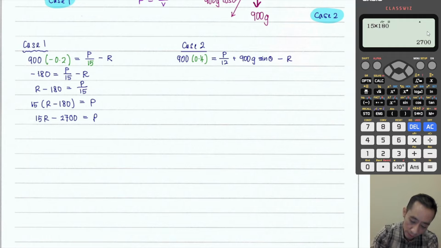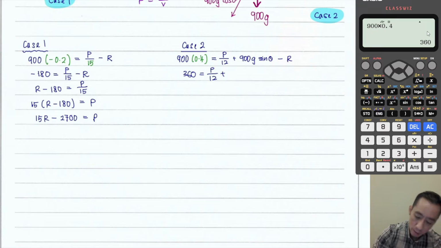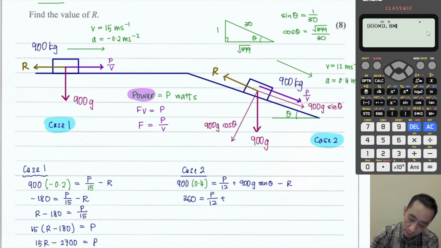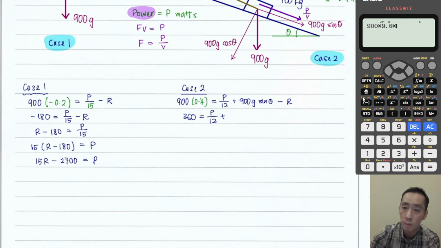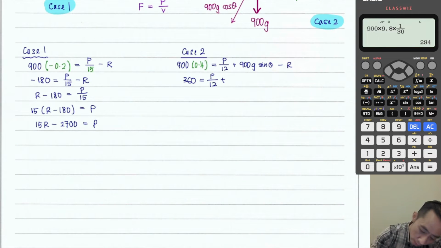equals to P. So here I have the first equation. Now look at the second case here. The first one, we have 900 times 0.4, so 360 equals P over 12 plus gravity, 900 times 9.8, and then times sine of the angle. So what is the sine of the angle? The sine is 1 over 30, so times 1 over 30, which is equals to 294.